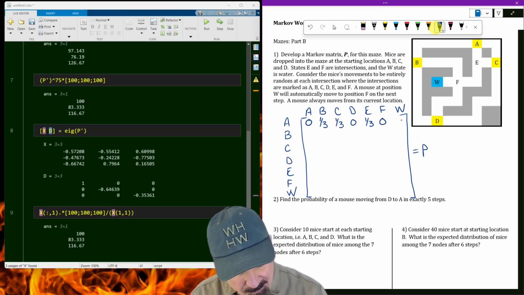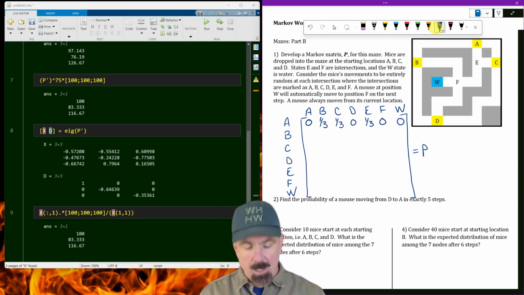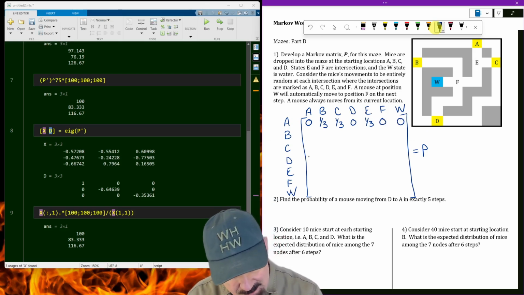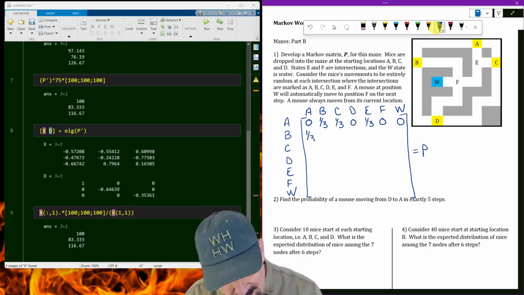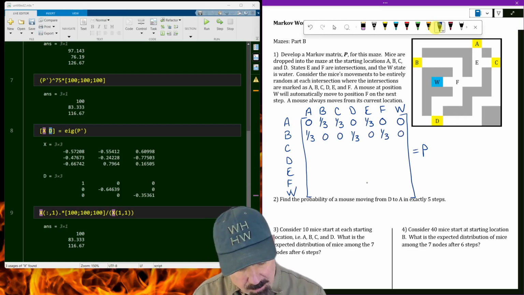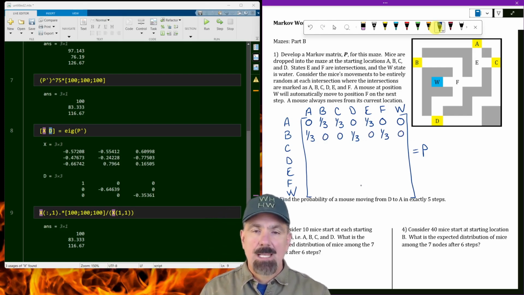There's no way to get to F or W directly. And now we just continue the process. So B is A, F, and D. So I have A, I have F, and I have D. All the other nodes are just zeros. I'm going to keep filling this out.